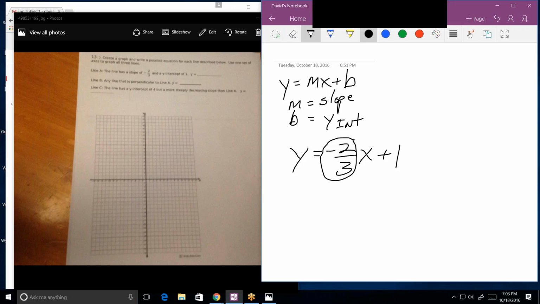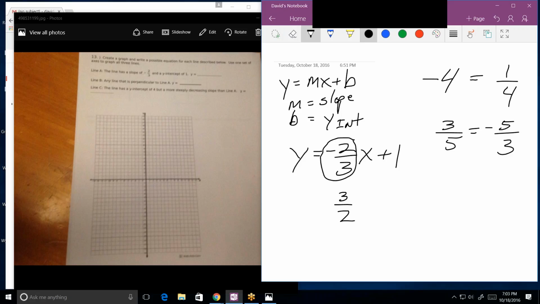3, negative 2. The negative turns it positive. The reciprocal makes it 3/2. So that's what it is. That's the negative reciprocal of minus 2/3. With me? The negative reciprocal of minus 4 is positive 1/4. The negative reciprocal of 3/5 is negative 5/3.